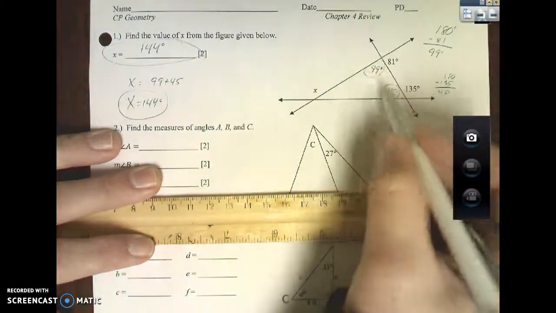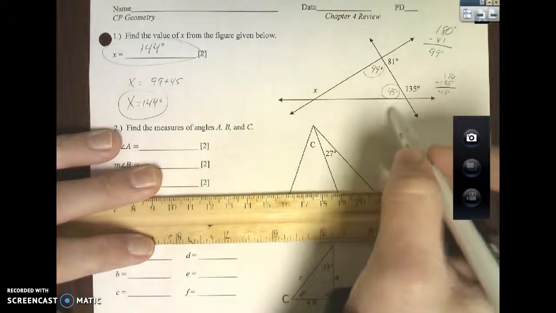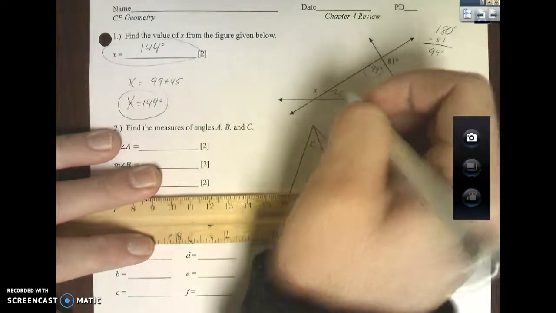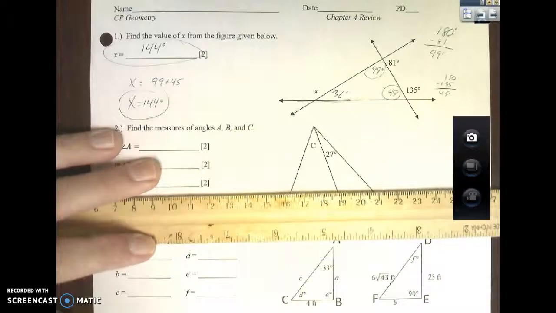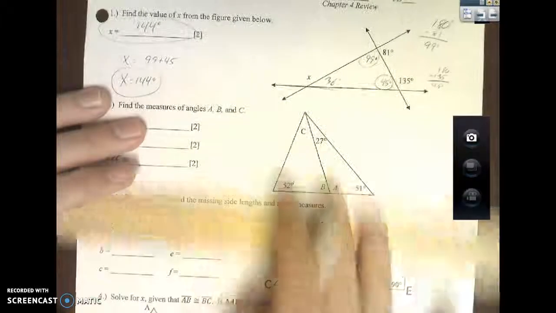If you have a little brain fart and can't remember that, you could do 180 subtracted by these two, and you'll get 36 degrees. And then this is a straight line, so 180 minus 36 gives you 144 as well. Okay? Alright, down to number 2.